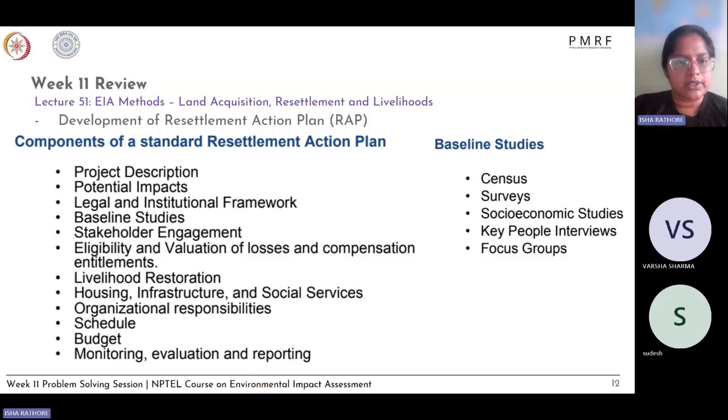So these are the components of the standard resettlement action plan. If there are any specific project related things, then all those components can also be added based on where they will fit. But this is a standard RAP framework. For baseline studies, like we said, we have the census, we have survey data, we have the socioeconomic studies which the project team would have undertaken. Key people interviews: let's say if a village is being affected, then the panchayat has been interviewed. These key people have been interviewed relating to that community who is being affected because of the land acquisition. And focus group discussions, these are things which can be used for collecting the baseline data.